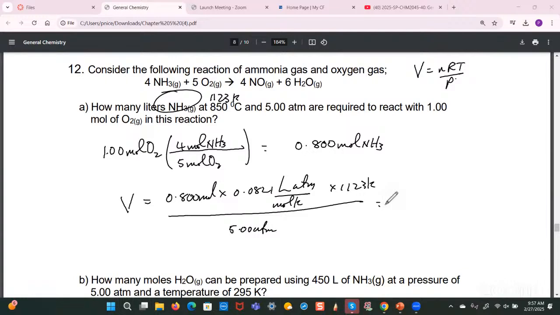So let's do the number crunching. 0.8 times 0.0821 times 1123, and then divide by 5. And according to my calculations, when rounded to 3 sig figs, I got the answer as 14.8, and the units would be liters, because the Kelvin will cancel out here and here, the moles will cancel out there and there, atmospheres cancels. So therefore, you're going to be left with 14.8 liters, and that would be the answer for part A of question number 12. All right? Any questions about that? Questions?